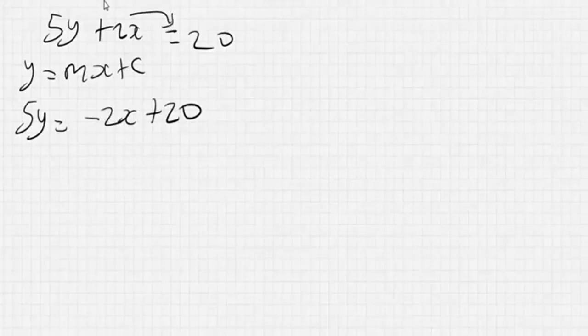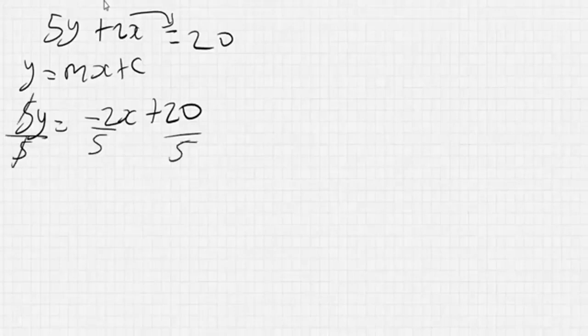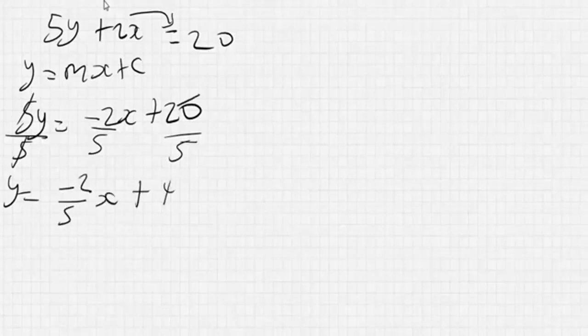To make y the subject of the formula, divide both sides by 5. So our y will now be -2 over 5 x plus 4. We need to cancel each other. So in this straight line equation, you can deduce that our y-intercept is 4, whereas our slope is -2 over 5. Now, in this question, we're not given the range of x.